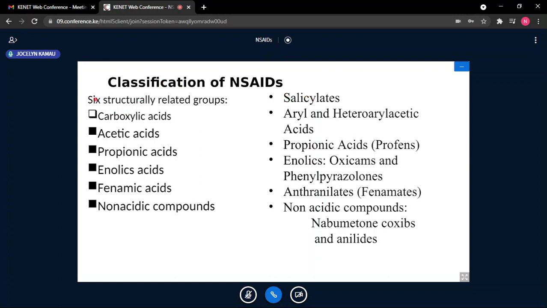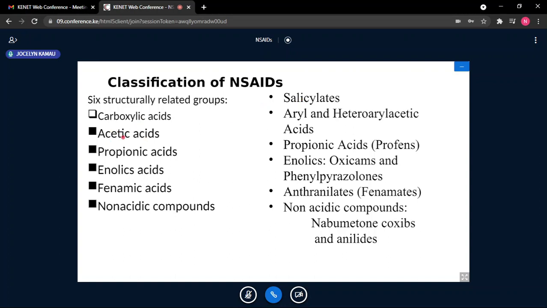It's a carboxylic acid. We're just calling them carboxylic acids. They have a carboxylic group. But even all the others, you will note, they all have carboxylic acid. It is just a way of classification. But why we are calling them carboxylic acids is that the major difference between the carboxylic acids and the others is that for the carboxylic acids, the carboxylic group, with the exception of fenamic acid, is directly attached to the phenyl ring. This you will see. They're also known as salicylates.